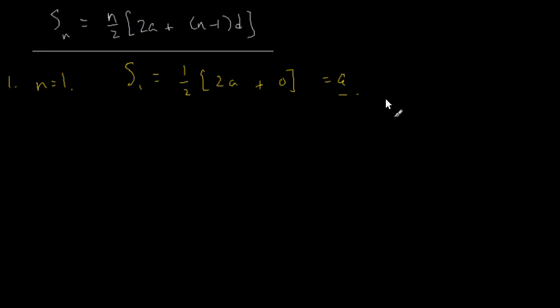Is this true? When n is 1, there's only one term, and that one term is the first term, which is a. So the sum of one term must just be a. So this is true.